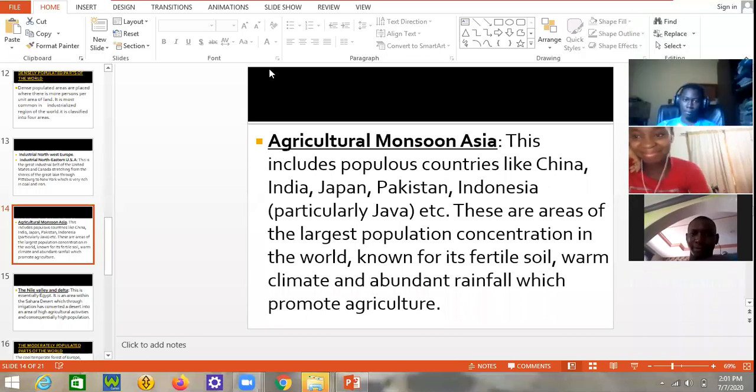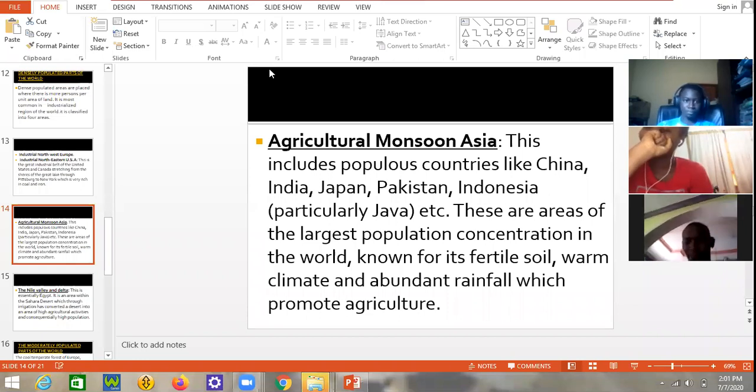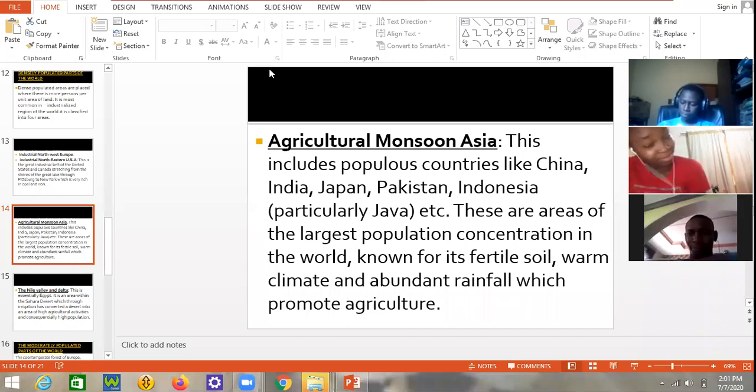Okay, so these are the agricultural monsoon Asia. These areas have the largest population concentration in the world. Why? Because the soil is fertile, the climate is warm, and there is abundant rainfall, which promotes agriculture. All these factors put together give rise to densely populated regions or countries of the world.